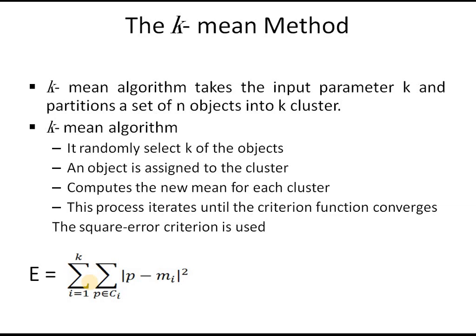This process iterates until the criterion function converges, and the square error criterion is used, given by the following function, where E is the sum of square error for all objects in the data set, p is the point in space representing a given object, and mi is the mean of cluster Ci.